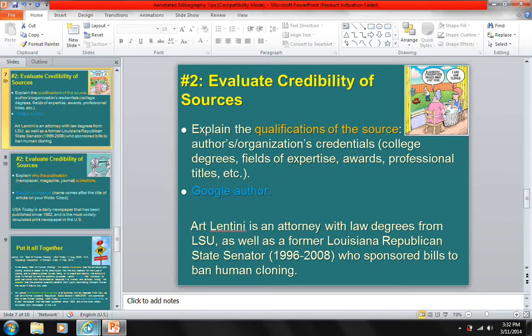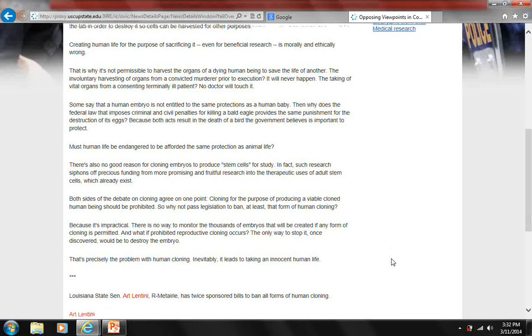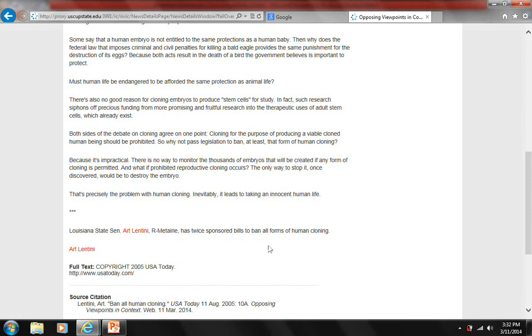Well, first of all, we can go back to that article and see at the bottom, at the end of it, we have a very short biography. Louisiana State Senator Art Lentini has twice sponsored bills to ban all forms of human cloning. So we know he's a Louisiana State Senator. That's some credibility right there.